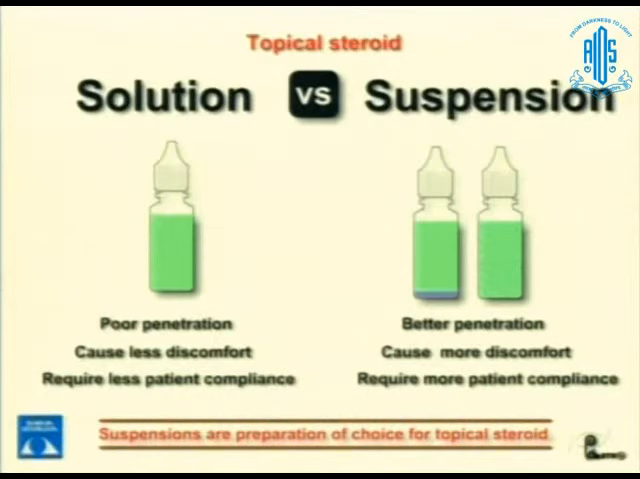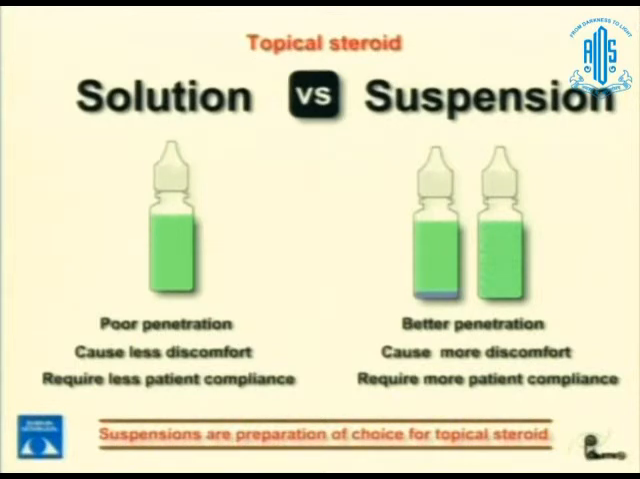Solutions like betamethasone drops have poor penetration, cause less discomfort, and require less patient compliance. Any patient can be given them, and they can be used without any patient compliance. But in the case of suspensions like prednisolone acetate, what happens? Normally it remains like this, and then after shaking it achieves the desired concentration.